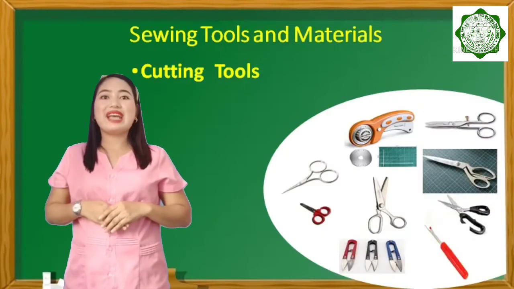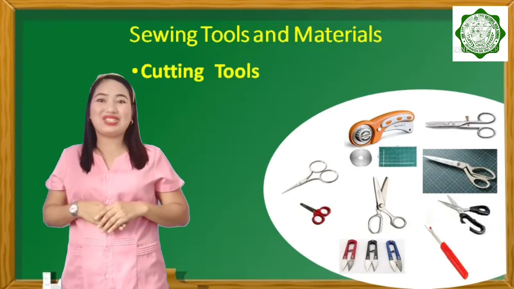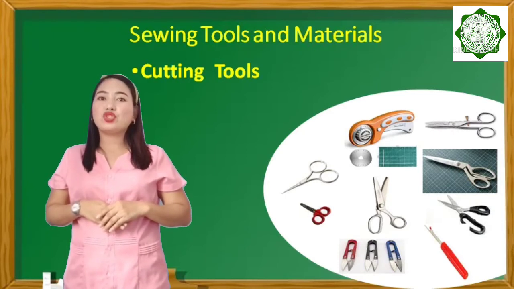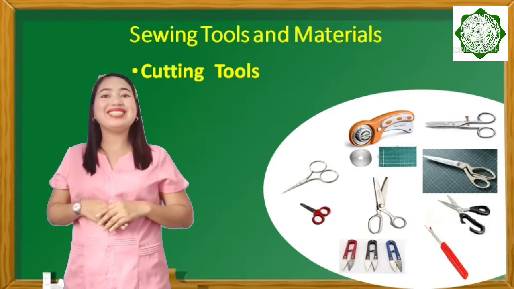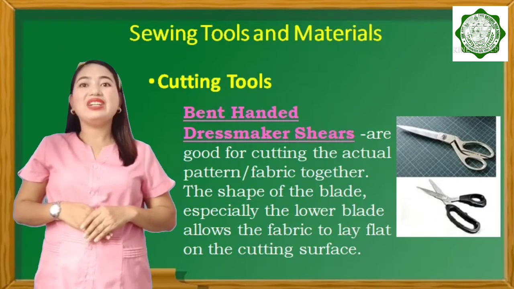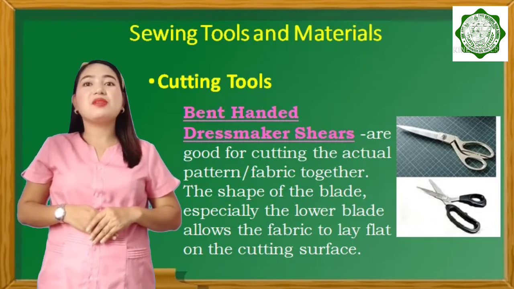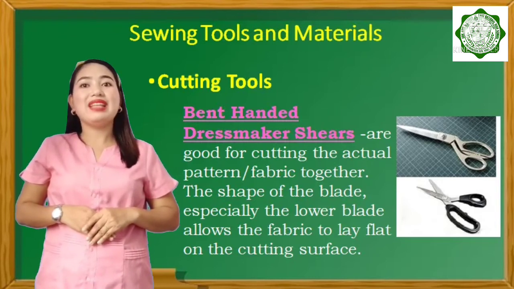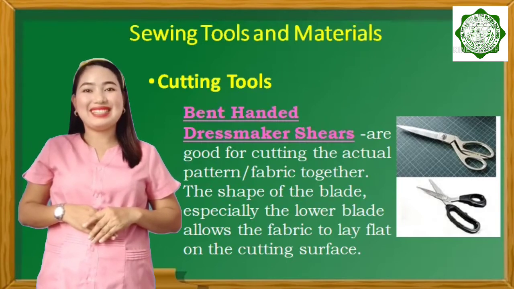Sewing cutting tools are very important to moving the sewing project along to completion. Sewing cutting tools should be of the best quality that you can afford. The best quality cutting tools are made of high-grade stainless steel. Bent-handled dressmaker shears are good for cutting the actual pattern fabric together. The shape of the blade, especially the lower blade, allows the fabric to lay flat on the cutting surface.